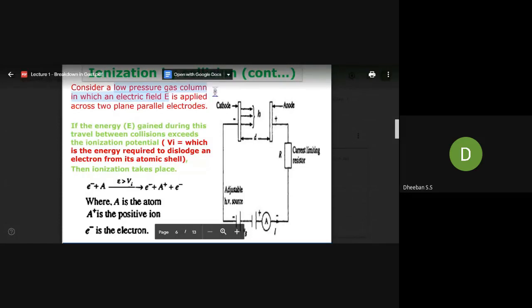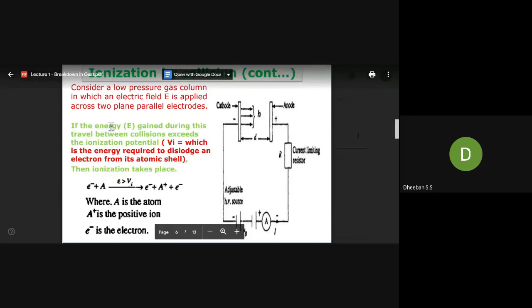When you are working in a low pressure gas column, you have to go to the gas law again, which is in your chemistry. In the gas law, you have seen the equation PV equals nRT. With respect to that equation, you'll be taking the low pressure. So it is kept at a low pressure.